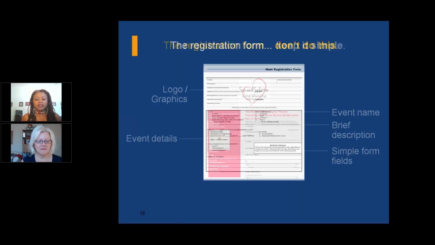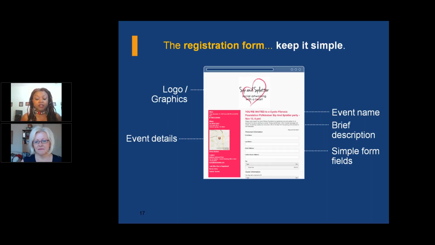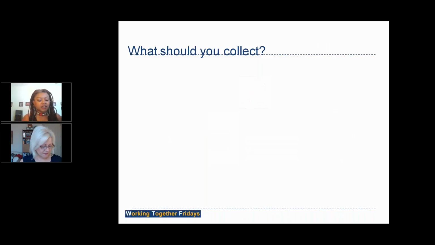I'm going to show you what a nicely designed invitation registration form looks like. And this one is very simple. A great registration form should have a few things. Your organization's logo and graphic, which keeps it simple, keeps it branded. Your event name, a brief description of the event, and then just some simple form fields, whether they're the date, the time, the location. And these form fields are easy to fill out and understand. And I just want to go to the very next slide to give you one more idea of the types of information you want to collect.